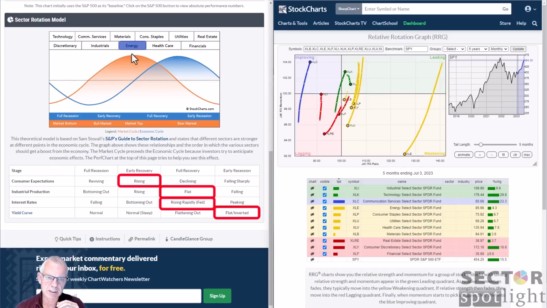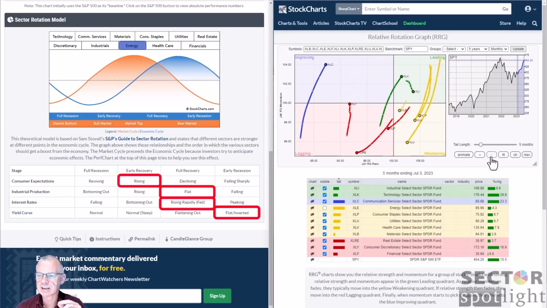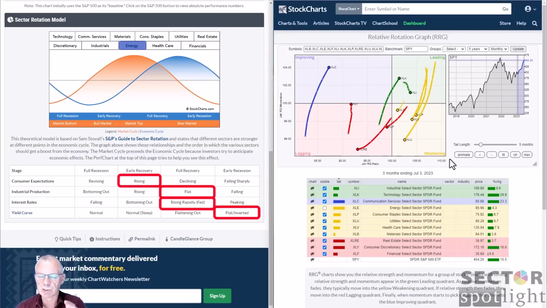So I remind you, energy is a neutral there, and I'm going to deselect energy and then fit the other tails, and I can get a much better image. Now let's work our way from left to right and see what's happening.